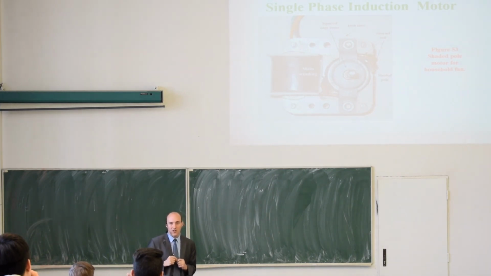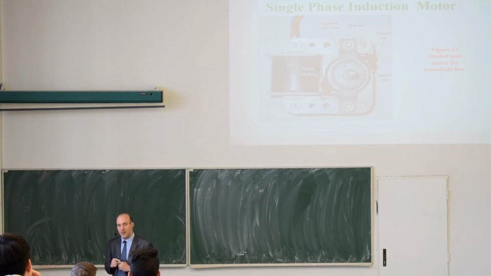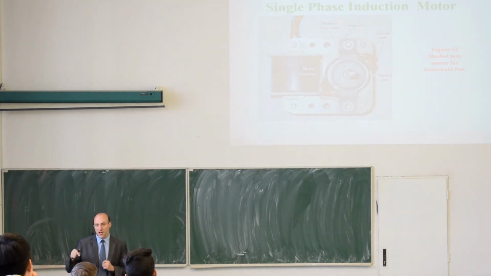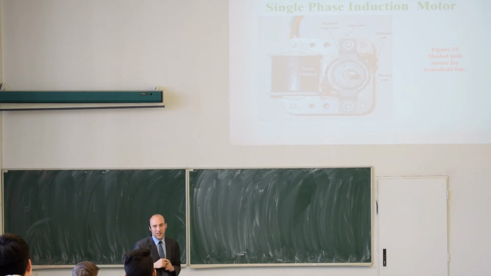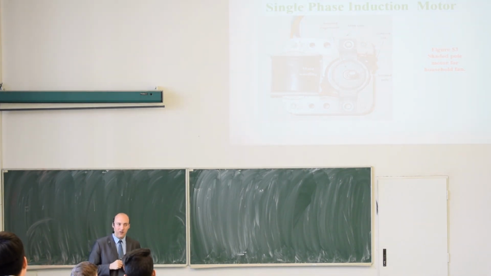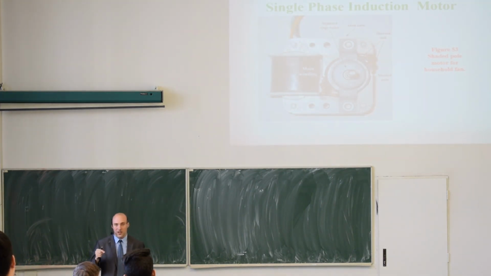This current will create its own magnetic field. So now we have a magnetic field from the main winding and an additional magnetic field from the shaded pole winding. There is a phase shift, about 90 degrees, between those two magnetic fields. So this winding will act as a help during startup. The disadvantage of this is that it has small efficiency. Because this is powered at all times, you have joule losses in this winding.